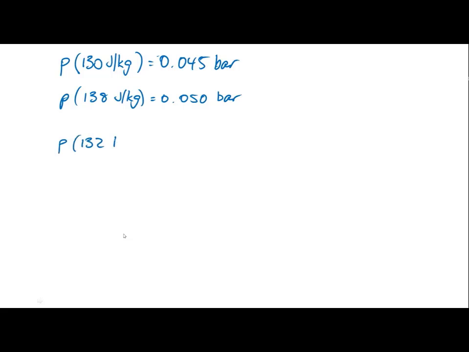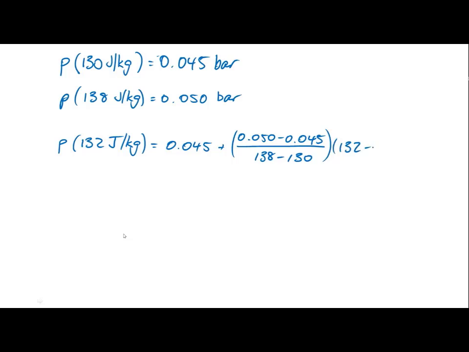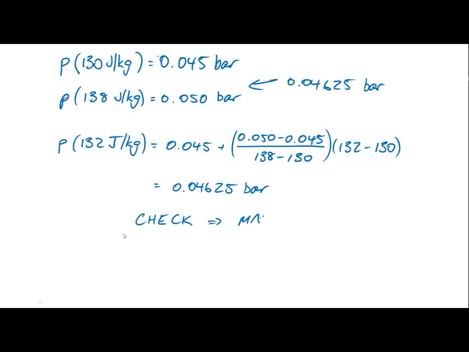Substituting those two values into our equation that we derived earlier, we can directly calculate the saturation pressure of water that has an enthalpy of 132 joules per kilogram. It's just 0.045 plus the slope of the line multiplied by the difference x minus x1. If we calculate that, we get 0.04625 bar, and checking, we can see that it sits between the values 0.045 and 0.05, so that makes sense.